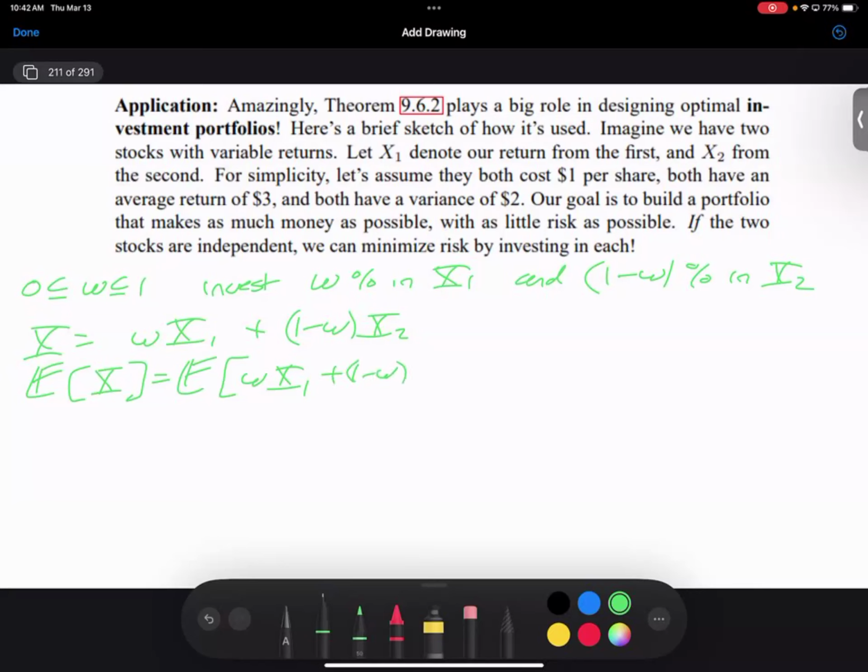So how would we calculate the expected value of this weighted portfolio? Sum of the expected value. So it's the expected value of W X1 plus the expected value of (1 minus W) X2. And so I'm just going through it very slowly. Now, what's the expected value of W times X1?